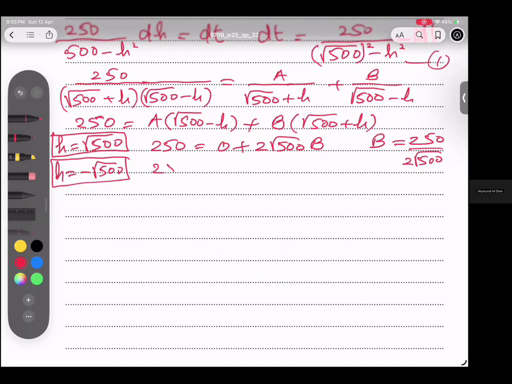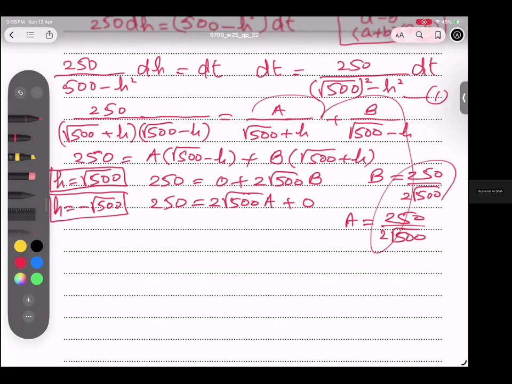So on the left hand side, 250. When I plug in negative here, this becomes 2 times root 500 times a, and the other part is 0. So I'm getting a value of 250 over 2 root 500. So basically both values are coming the same. I'm going to plug both back in that equation, equation 1.